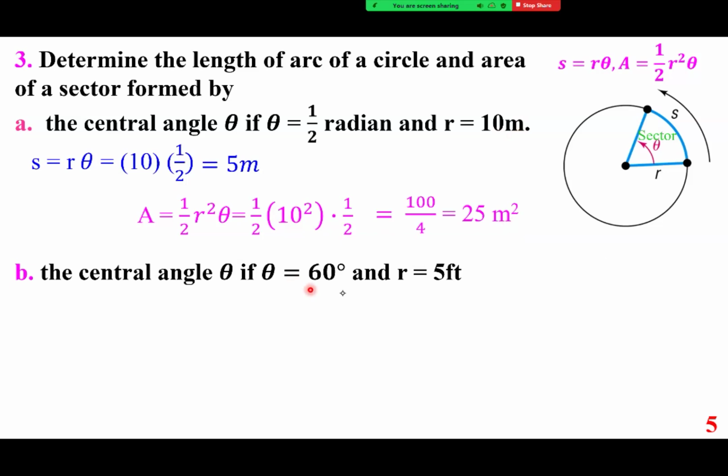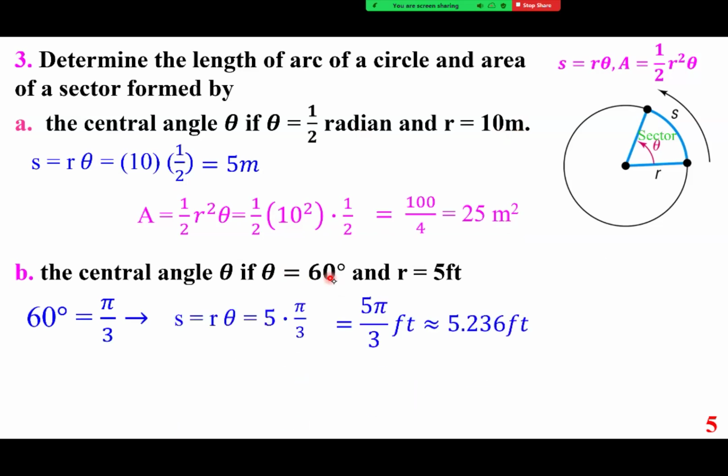The central angle is 60 degrees, and r is 5 feet, and we are going to do the same thing. However, the first thing is this has to be in radians, and you know it's a common arc, pi over 3, or just multiply by pi over 180. S equals r theta. 5 times pi over 3 is precisely 5 pi over 3 units of the radius, in feet, and this is an approximation. This is exact, everybody. Always answer with the exact, and if need be, you go to the approximation.